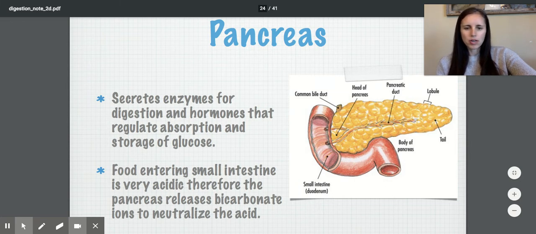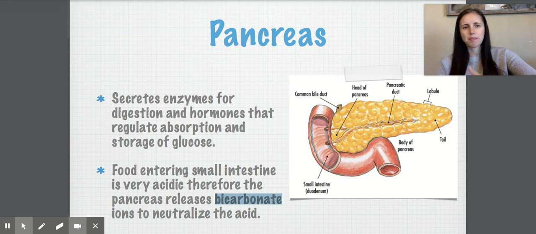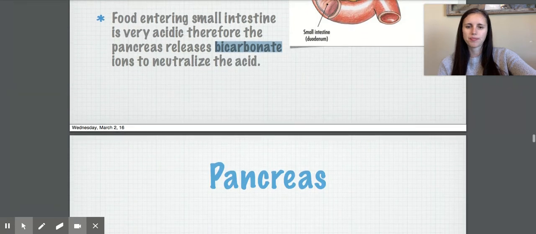So also what we're going to release is bicarbonate. So the pancreas is going to release bicarbonate. Bicarbonate is a base. If we remember from chemistry, bases help to neutralize acids. So we're releasing enzymes, we're releasing hormones to regulate blood sugar, and we're also releasing a base to help neutralize that acid as we enter into our small intestine. So even though it's not part of the GI tract, it's a very, very important part of digestion.